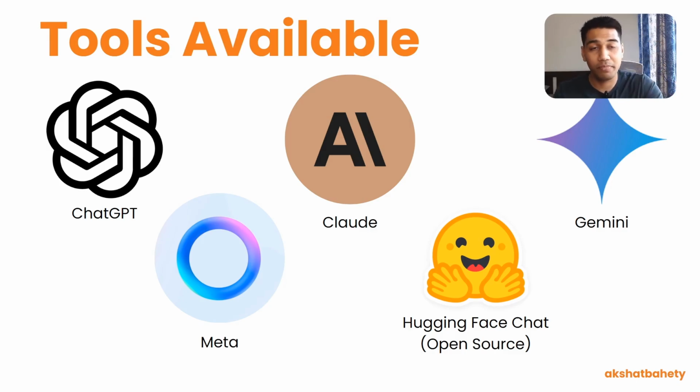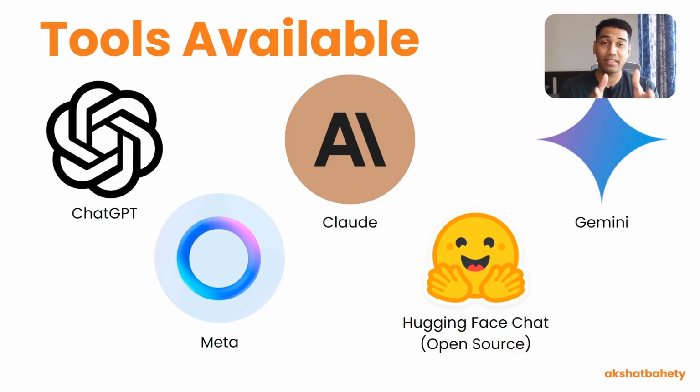The second one, which is much more popular, is Claude. This is by a company called Anthropic, right? And then similarly, Google has their Gemini, Meta has their Meta AI. And then one of my favorite ones is Hugging Face Chat. It is an open source model. So the point is that you can try multiple different models that are completely open source by companies for your own use cases.